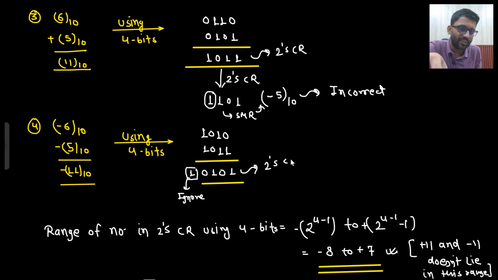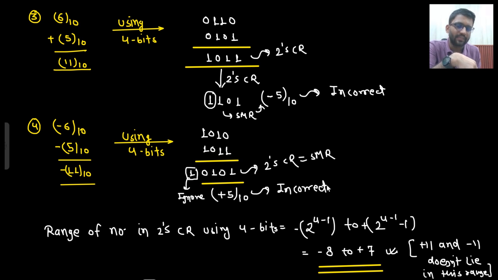Although this answer is in 2's complement representation, since you can see the initial bit is 0, it would be equal to the sign magnitude representation only. Although you can take the 2's complement here, if you take it, you will get the same thing. So that would be equal to the sign magnitude representation. What will the sign magnitude representation be here? Plus 1, 2, 4, plus 5. So again this is an incorrect answer. Why did you get an incorrect answer here? Because they are lying out of the range. That's why you are getting the incorrect answers.